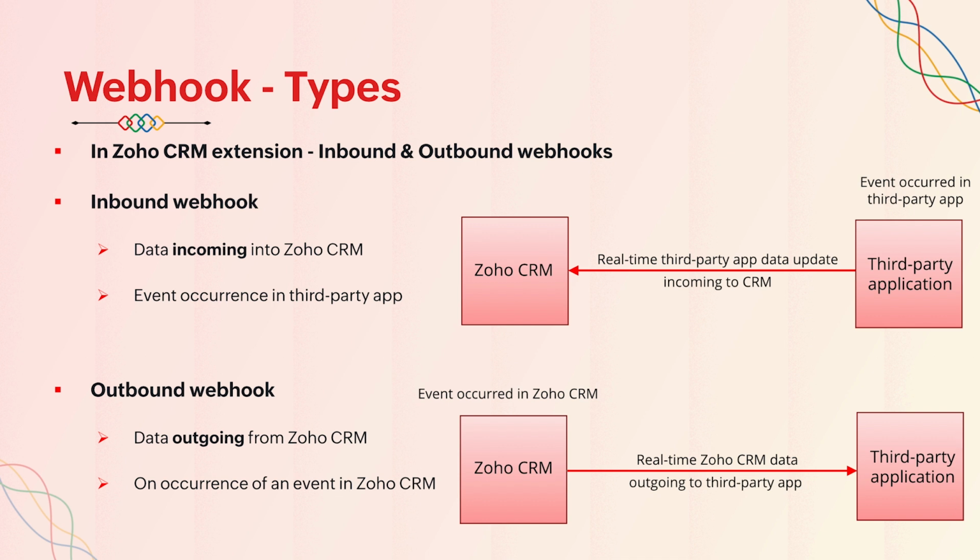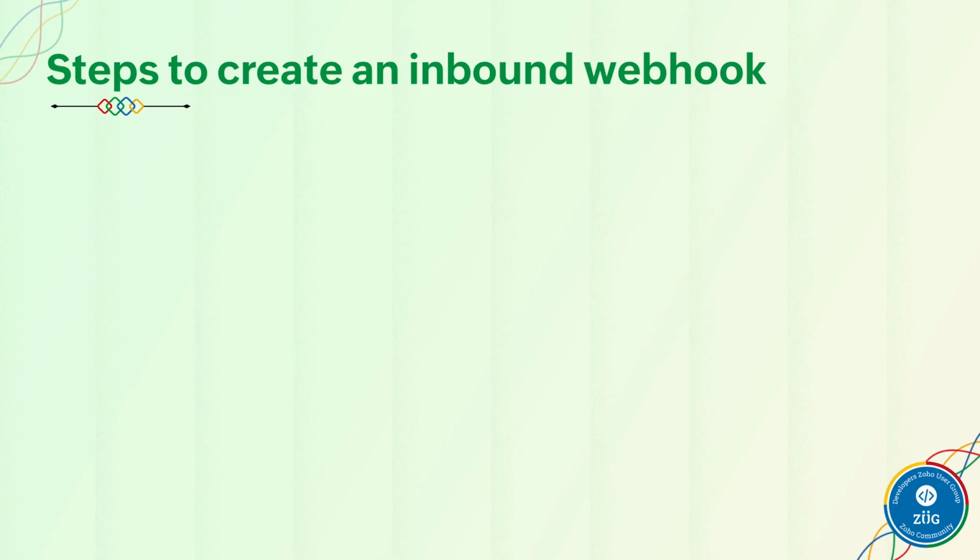So when it comes to Zoho CRM extension development, there is support to send out real-time data on occurrence of an event. Similarly, there's also support to receive this real-time incoming data. So these are the different types of webhooks that are supported while you're developing a CRM extension. For our example use case today, we will be exploring how to go ahead and build an inbound webhook in detail. So our example use case involves the creation of an inbound webhook.